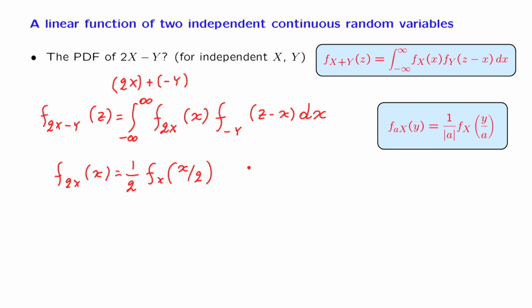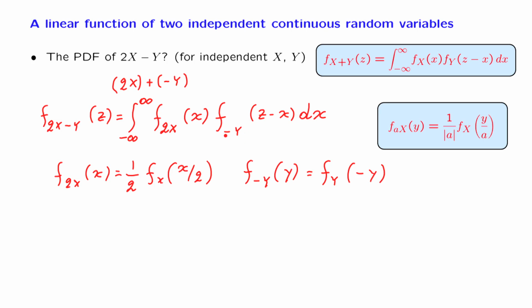And using this formula once more for the random variable minus Y, we obtain, here we have a correspondence that a is equal to minus 1. We obtain 1 over the absolute value of minus 1. That's 1. Here we have a minus 1. And so this gives us f of Y at minus Y.